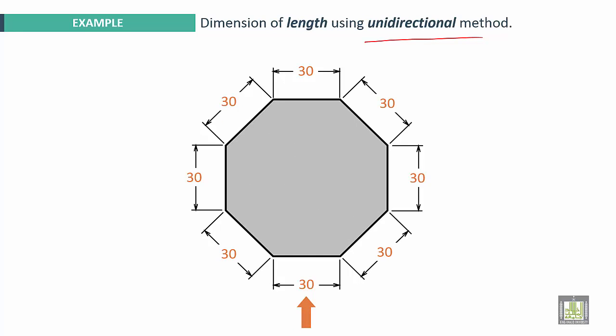You can remark here that in unidirectional method, all numbers can be read in normal orientation. All the numbers are horizontal and should be put in the middle and inside the dimension line.